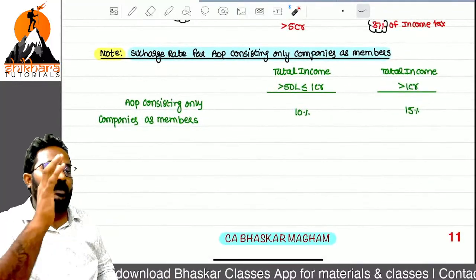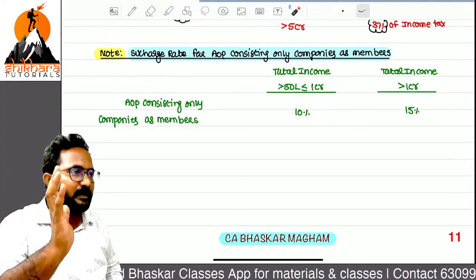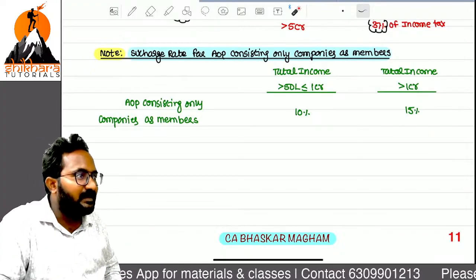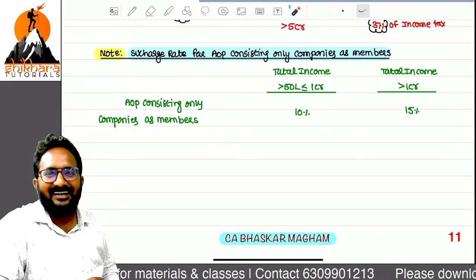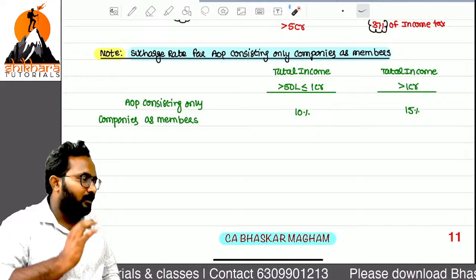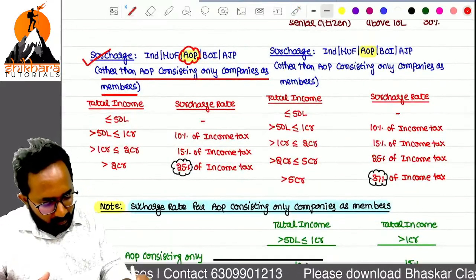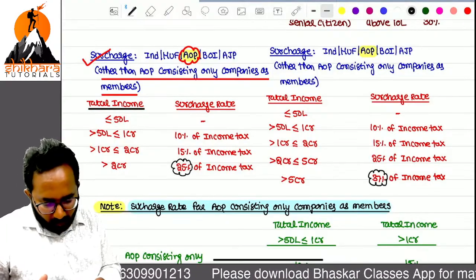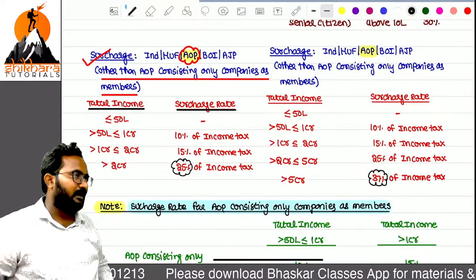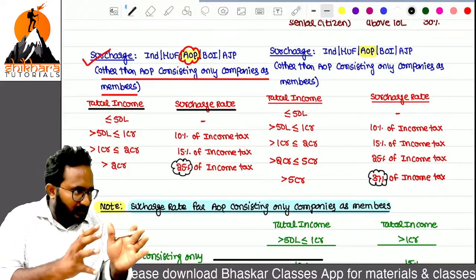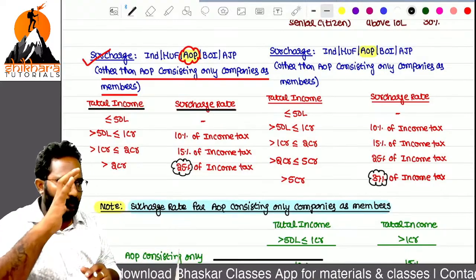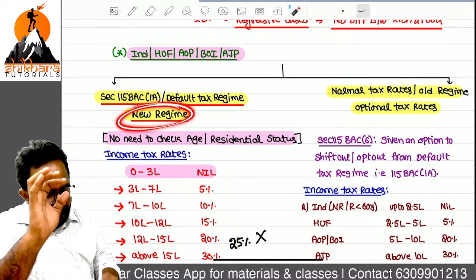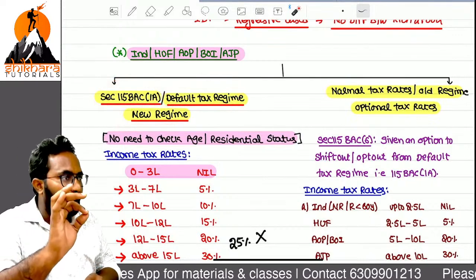Clear up to now? So now, can you tell me, is surcharge collected from rich persons or poor persons? Rich. How can I decide whether you are rich or poor? Based on total income. So you can verify the total income of the individual, HUF, AOP, BOI, AJP. Based on the total income, I will decide the surcharge rate. As per the Income Tax Act 1961, for individual, HUF, AOP, BOI, AJP, who followed which regime? New regime or default tax regime, Section 115BAC subsection 1A.